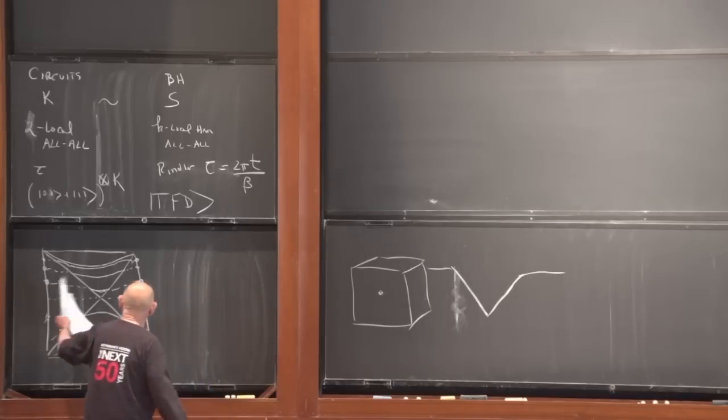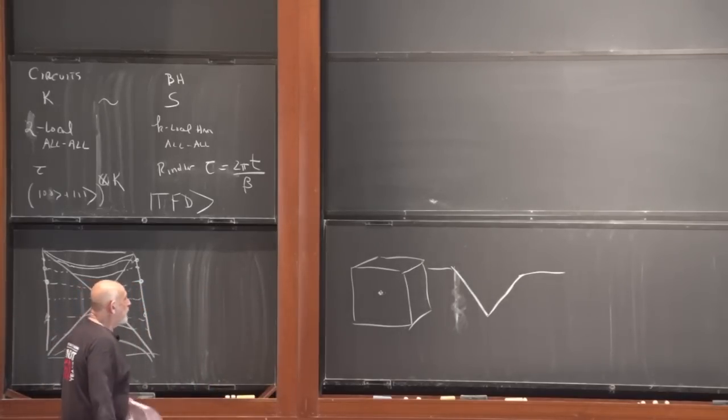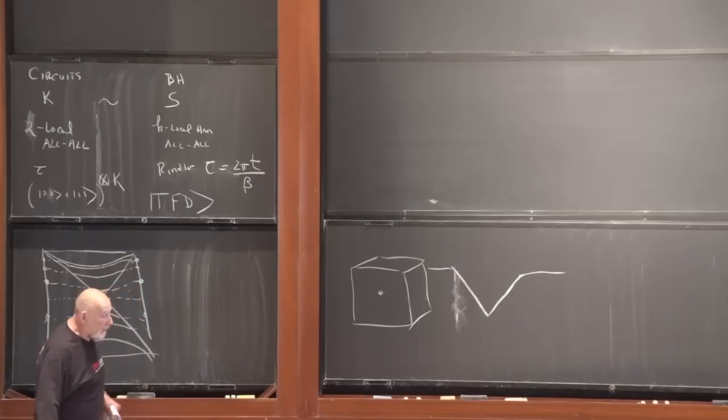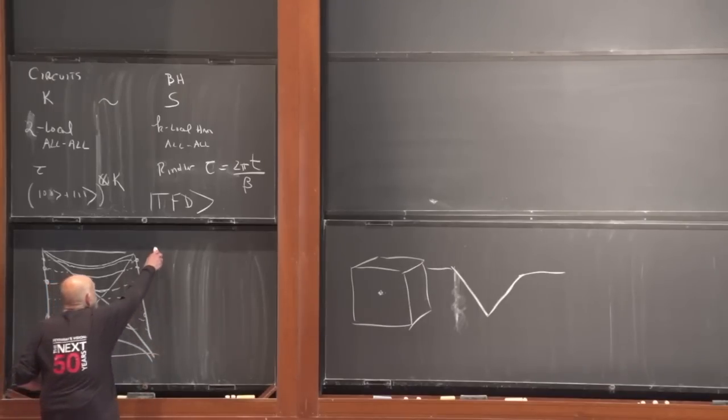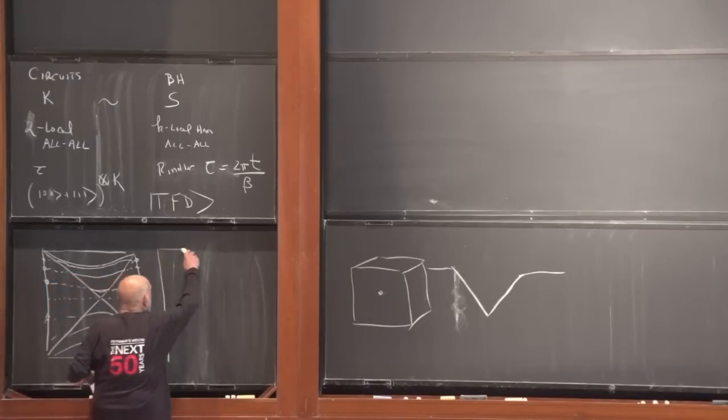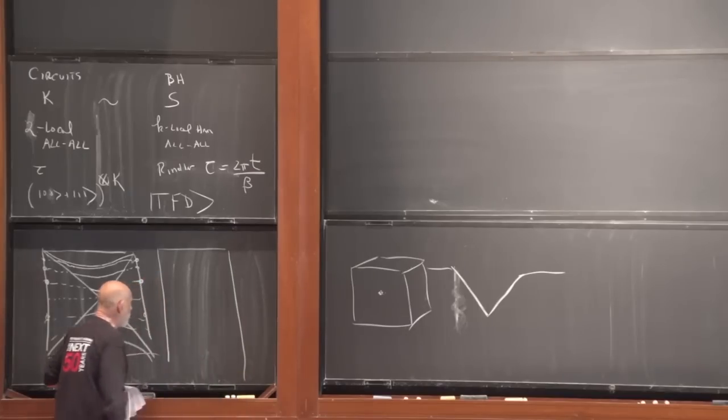Is this an artifact of the two-sided black hole, or does something like it even happen for a one-sided black hole? And the answer is yes. The answer is no, it's not an artifact. Yes, it happens for one-sided black holes. So let's just draw a one-sided black hole, an AdS one-sided black hole.